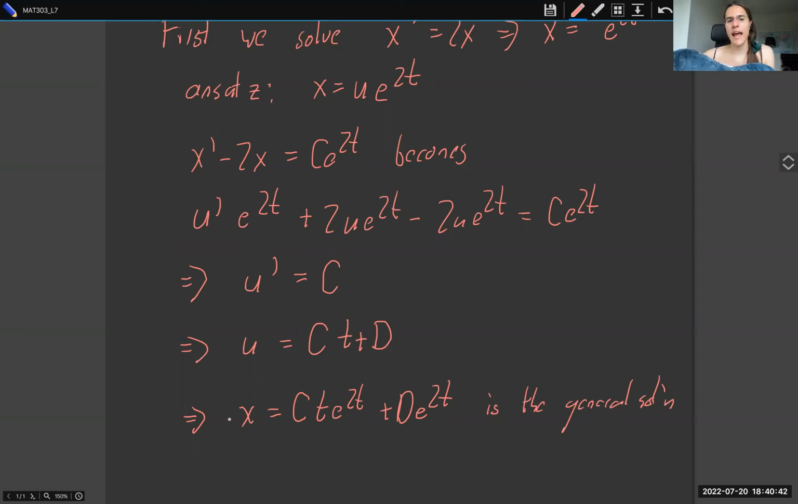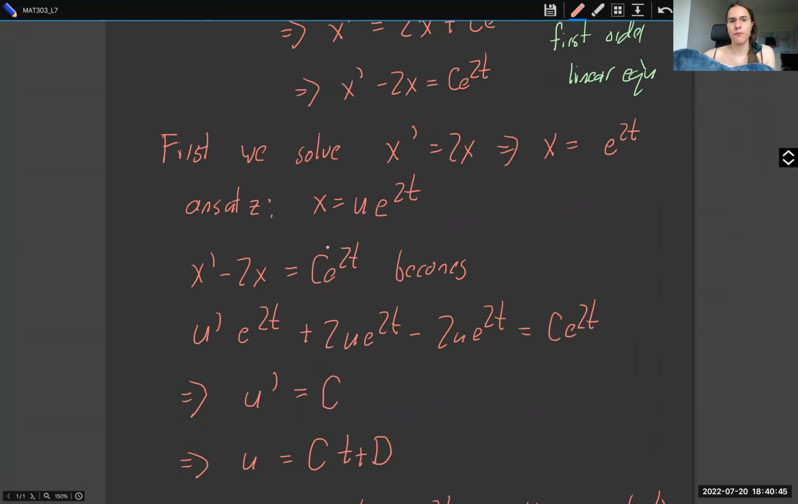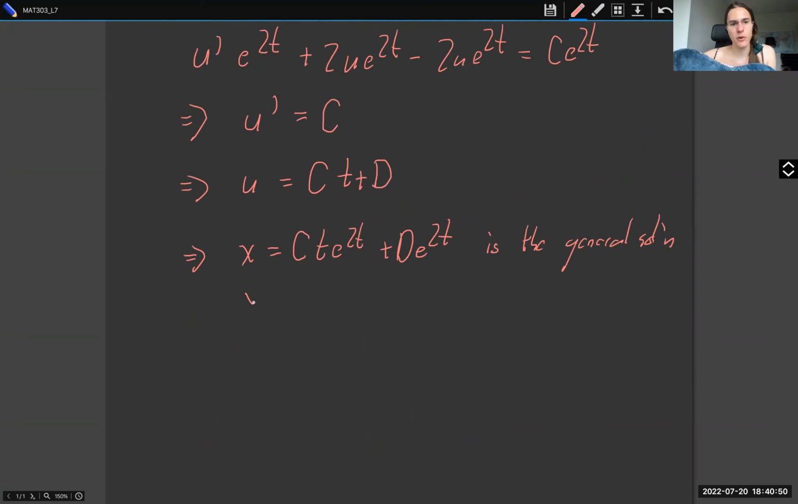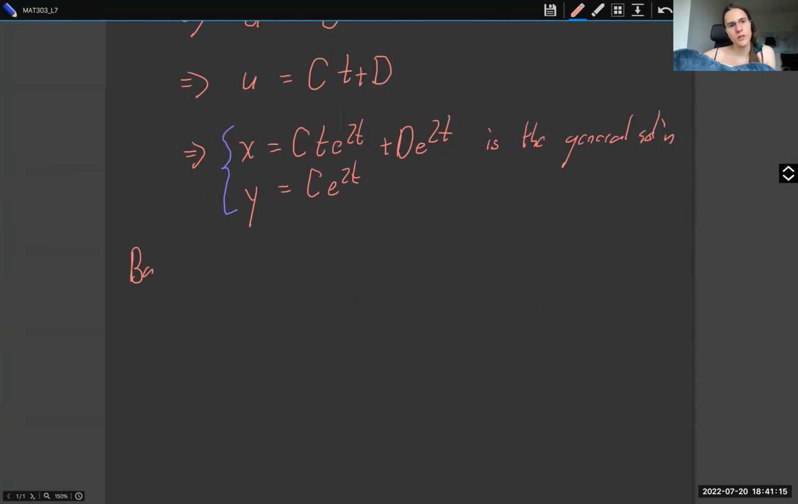And now I wrote x here, but we solved for y before. y was c e to the 2t with the same c. So I'm going to write y is equal to c e to the 2t. And then these two equations together give the general solution. So look, this problem has two solutions, right? But we only had one eigenvector. So that's a problem. We know what the general solution should be, but how do we do it using this eigenvector approach? And so back to the eigenspace approach.